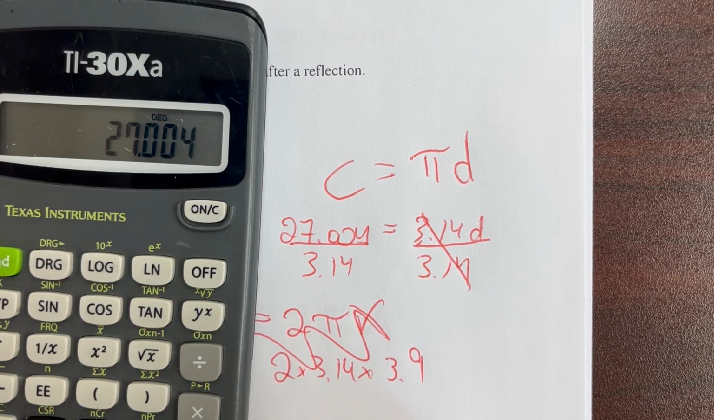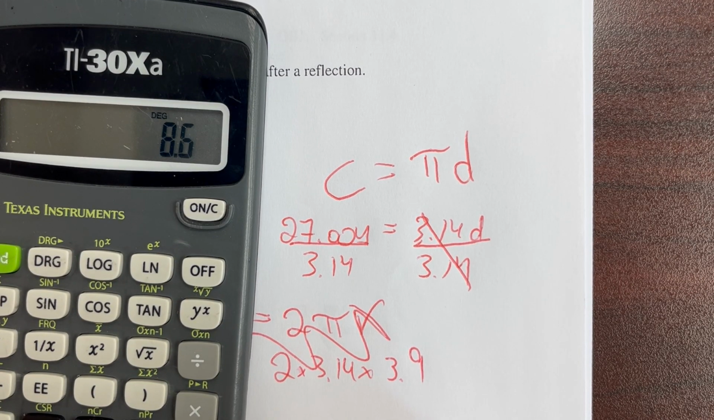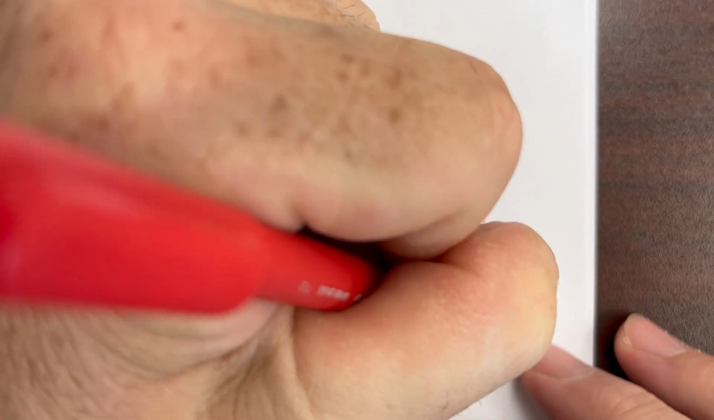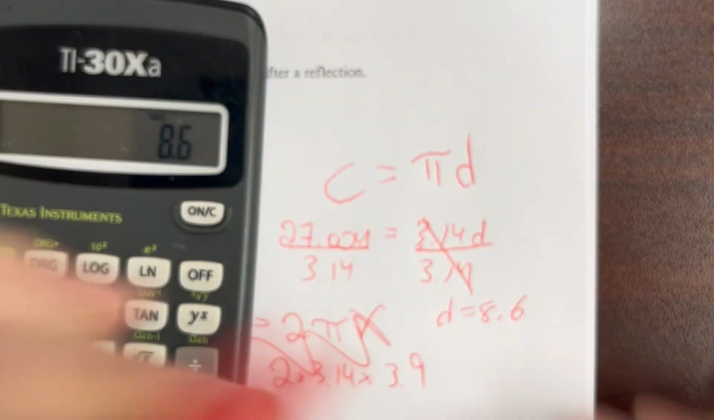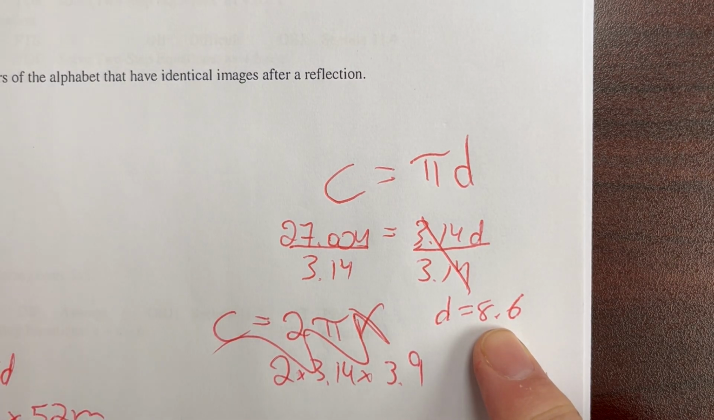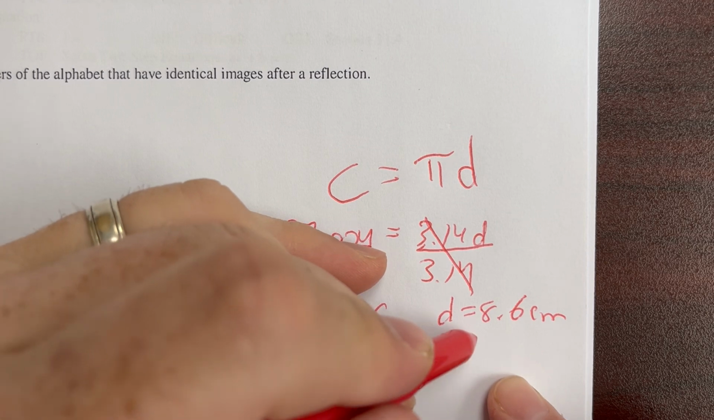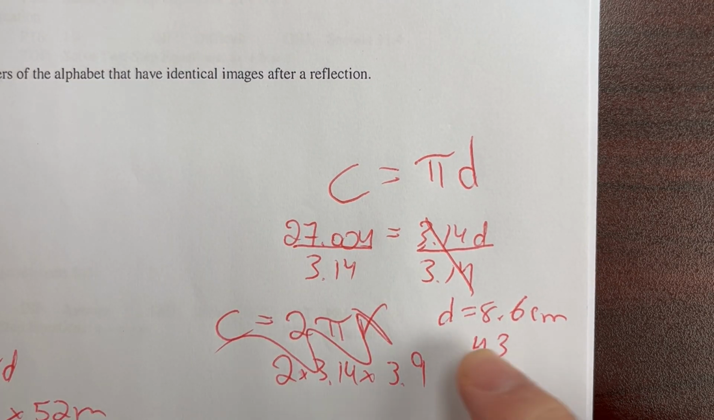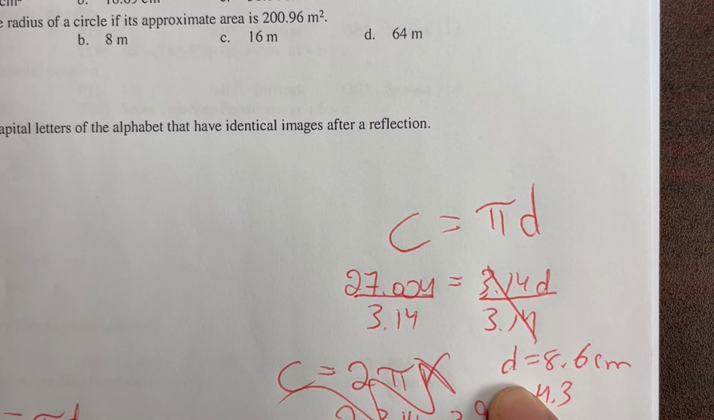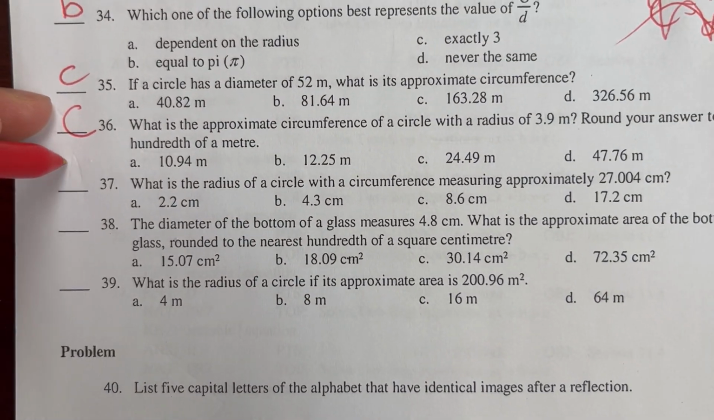27.004 divided by 3.14 equals 8.6. So my diameter is 8.6 centimeters. But it wants to know the radius, so I just cut that in half, so it's 4.3. Okay, the radius is equal to half the diameter. So 4.3 is B.